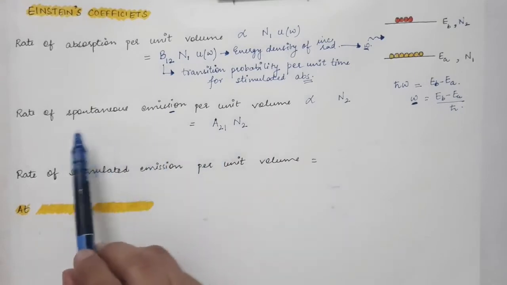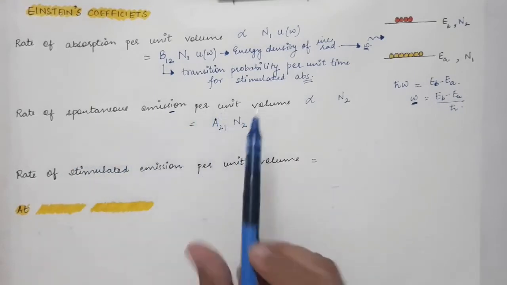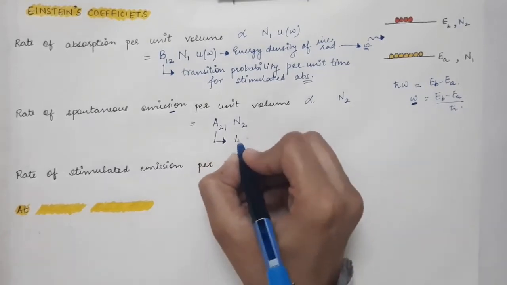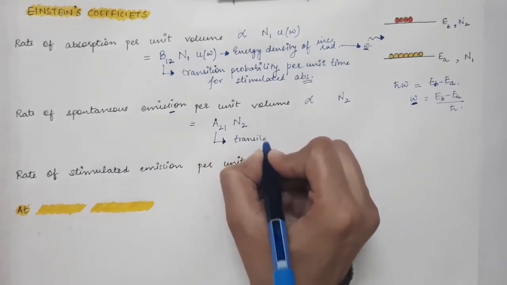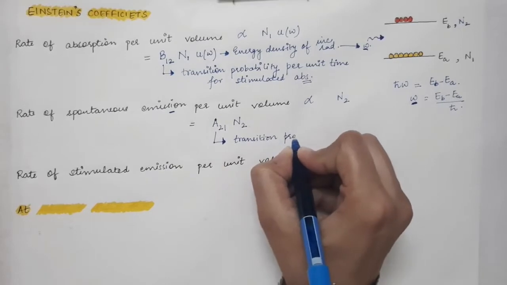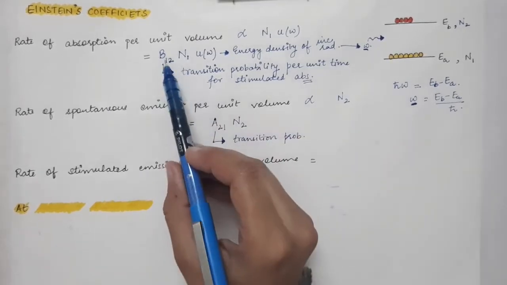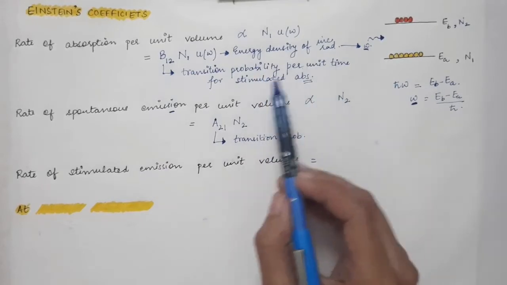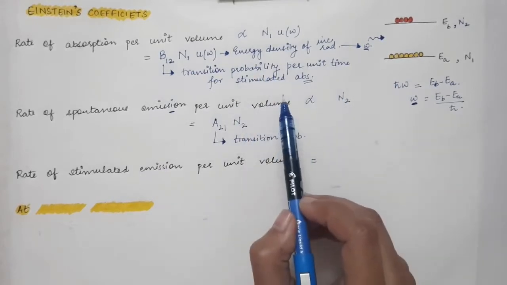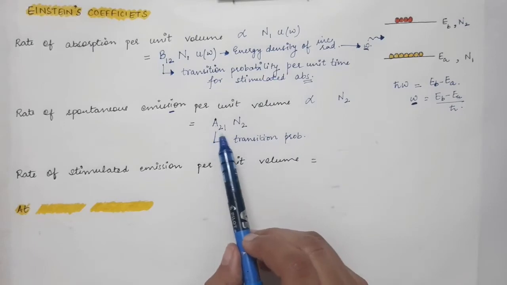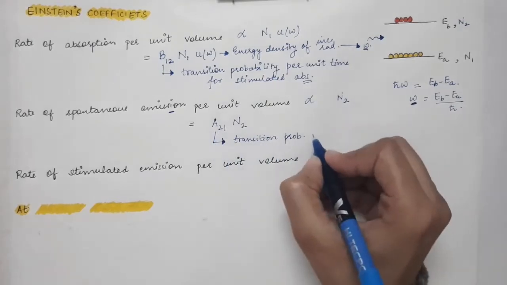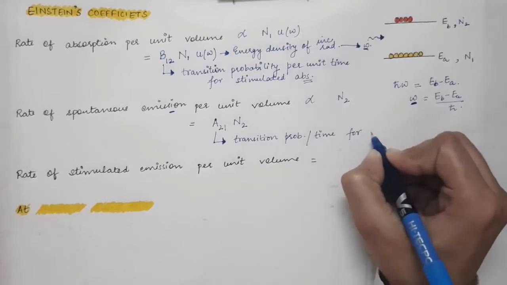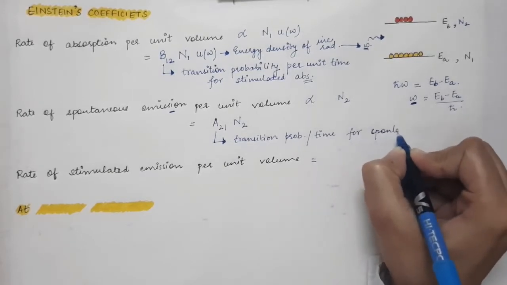So this will give us the rate of spontaneous emission per unit volume, and here A21 is the transition probability, like B12 was the transition probability. It was the probability per unit time for stimulated absorption to occur. Similarly, A21 is the transition probability per unit time for spontaneous emission to occur in the medium.